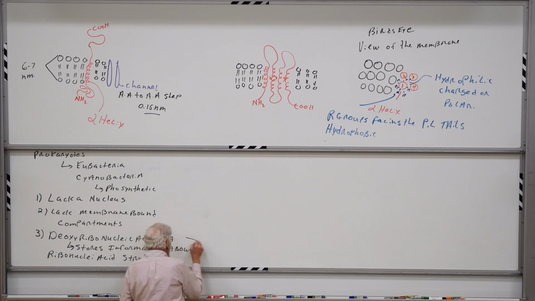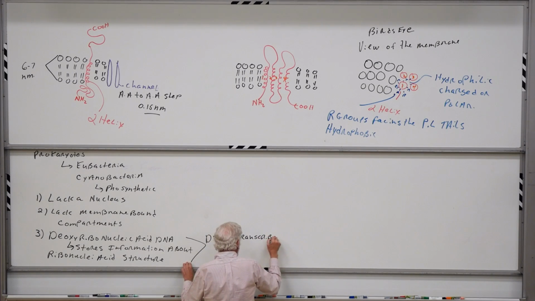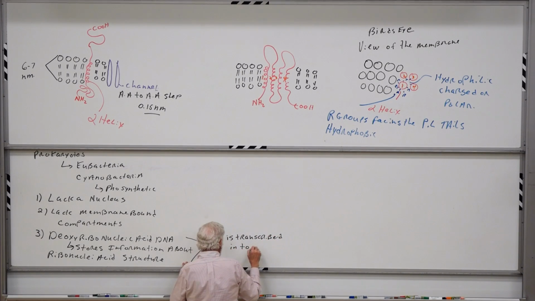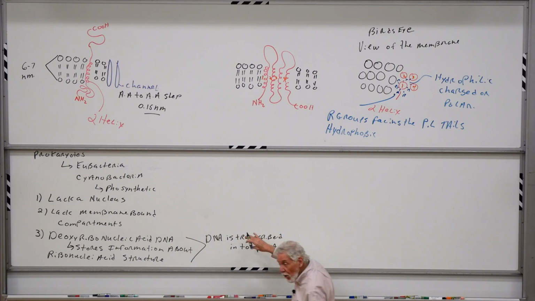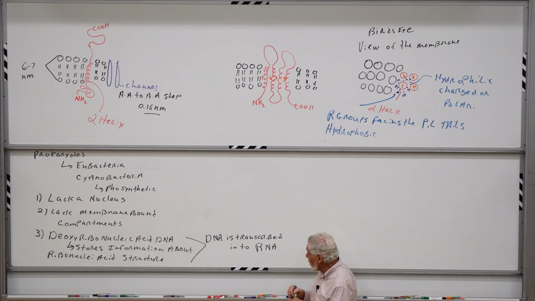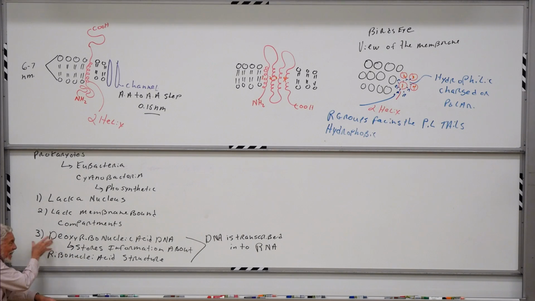Now that's a roundabout way of saying that DNA is transcribed into its related nucleic acid RNA. And we'll delve into the details of DNA and differences and similarities between DNA and RNA a little later. But for right now, just recognize that DNA is a storage molecule. It's storing information, and it's primarily storing information about the base sequence in RNA.